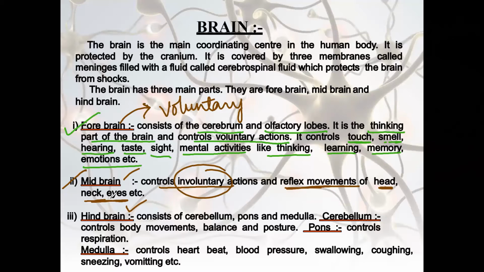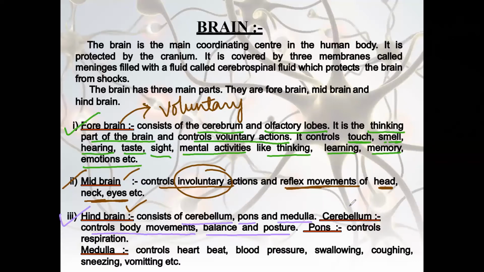Then comes the hindbrain. What is the role of hindbrain? It consists of cerebellum, pons, and medulla. Cerebellum controls the body movements, balance, and the posture. I have shown you in part 1 certain images that one lady was trying to walk in a straight line, then children were riding the cycle. All these balancing and posture is controlled by cerebellum.